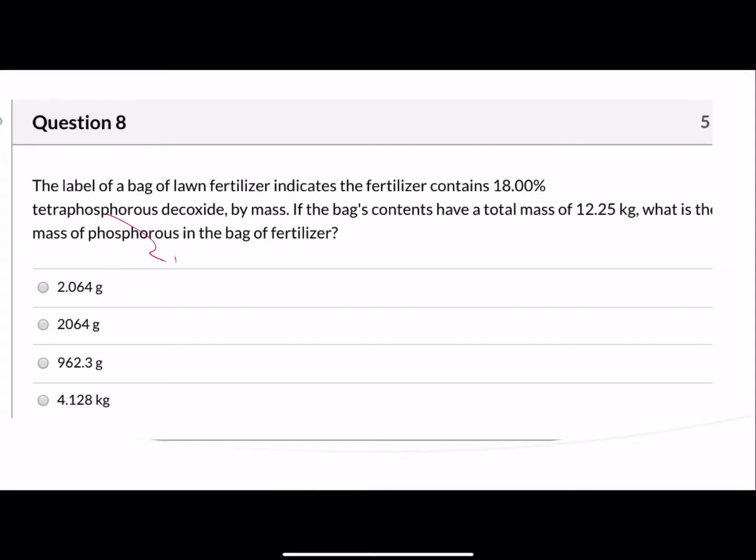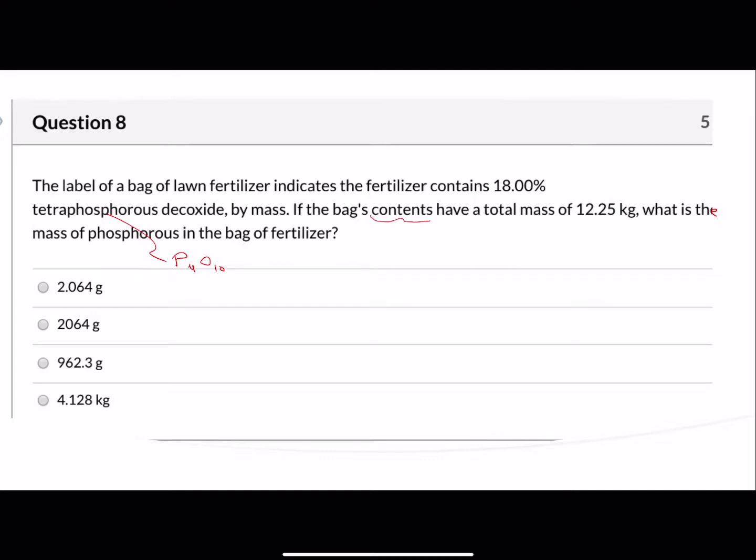So tetraphosphorus decoxide, that's a covalent compound with this formula, P4O10. So it's 18% tetraphosphorus decoxide by mass. If the bag's contents have a total mass of 12.25 kilograms, what is the mass of phosphorus in the bag of fertilizer? Well, the first thing, it says the bag's contents.